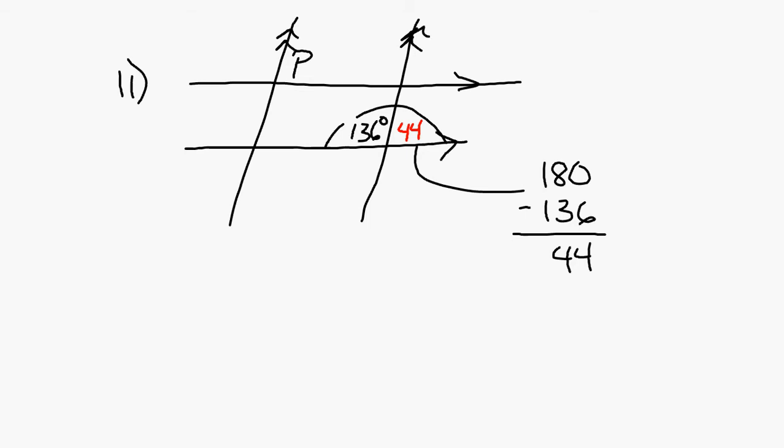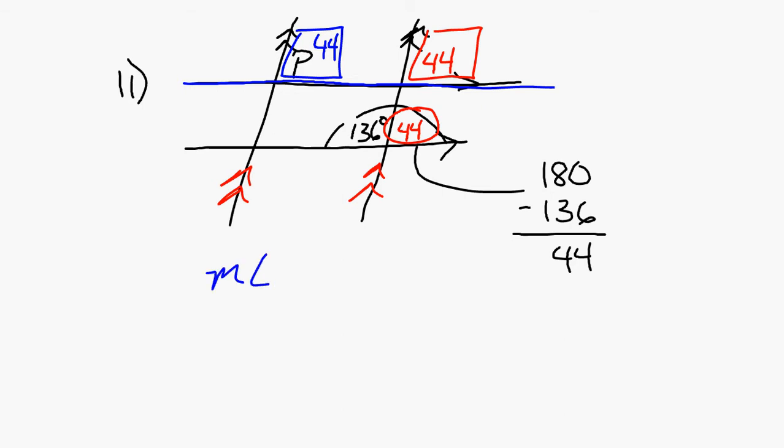Now, this 44 degree angle and this angle right here are corresponding, and they're congruent. So this angle would be 44 degrees. Now, since the two vertical lines are parallel to each other, this top horizontal line becomes a transversal. So if this angle is 44, angle P is also 44 because they're corresponding angles. So the measure of angle P equals 44 degrees.